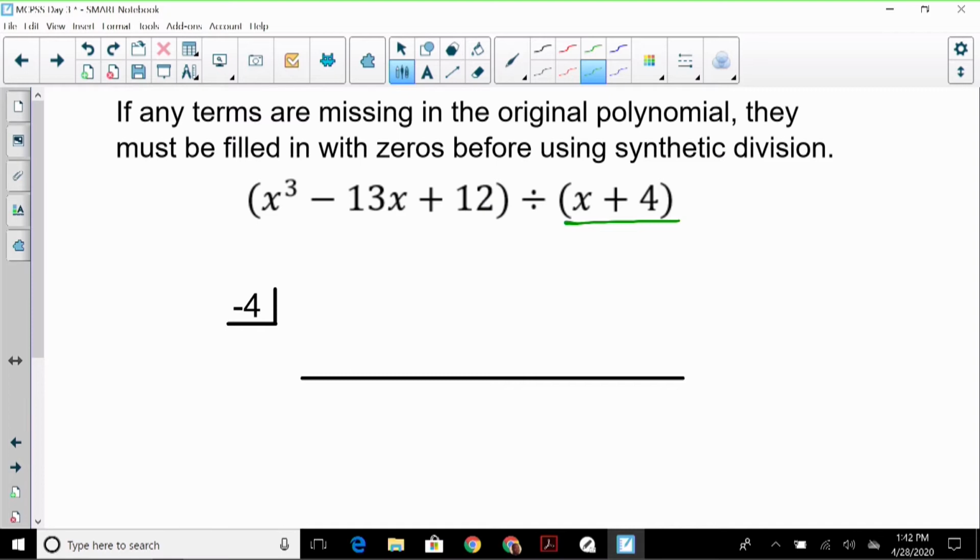So x to the third power is 1. Because we don't have anything to the second power, that coefficient is understood to be 0. When you don't see it, there's nothing there. 0. Our linear term, or the x to the first power, is -13, and our constant is 12.